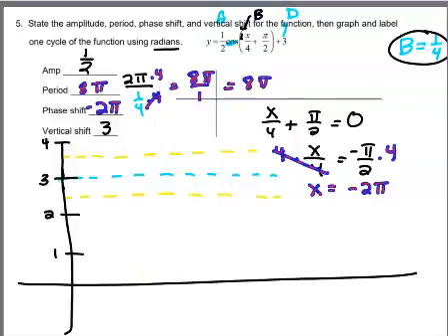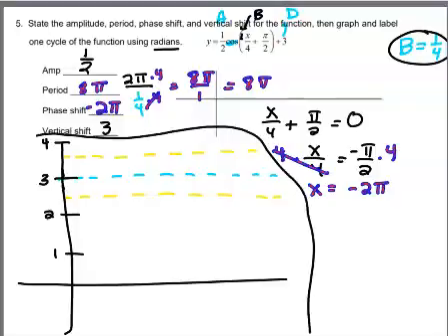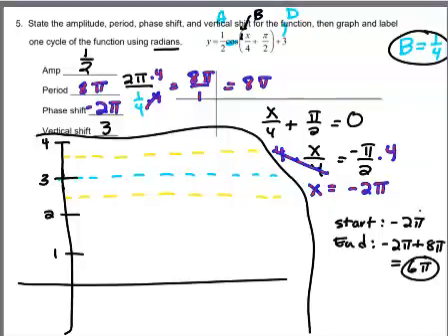Okay. Then I'm going to kind of cut this off as workspace here. If I want to know where it starts, it always starts at where the phase shift is, which is negative 2 pi. It's going to end at whatever the phase shift is plus the period later. So that is going to be equal to 6 pi. So it's going to start at negative 2 pi and it's going to end at 6 pi.